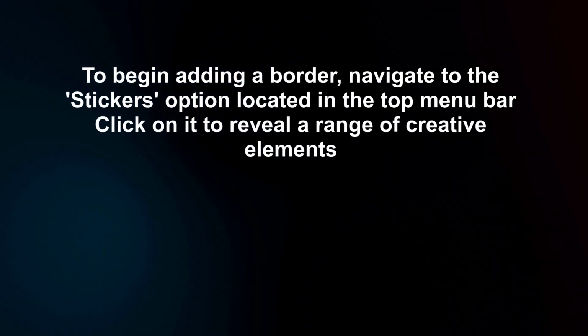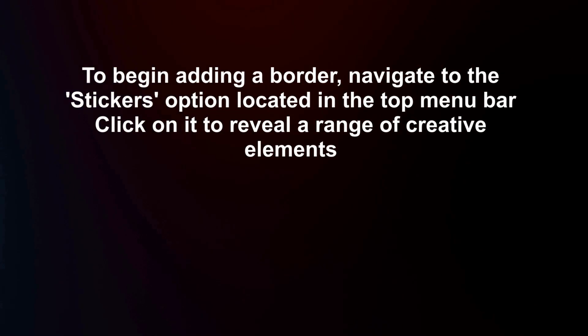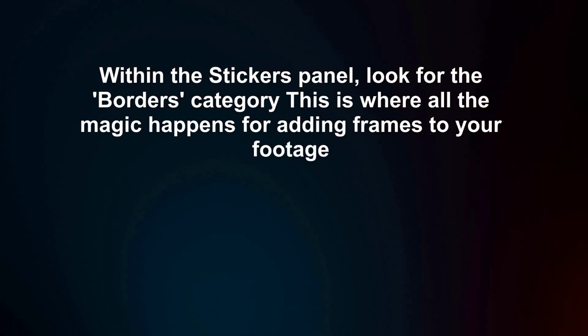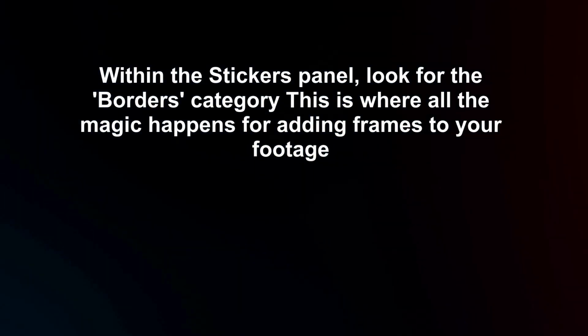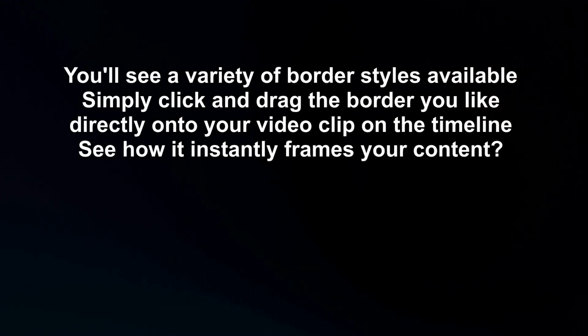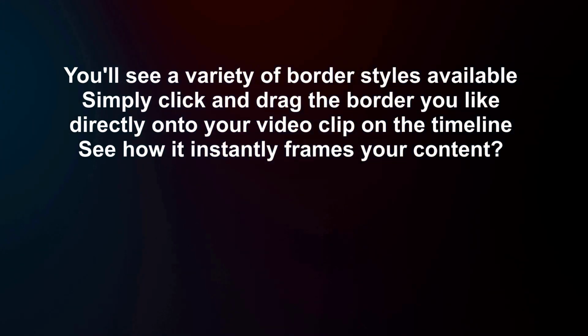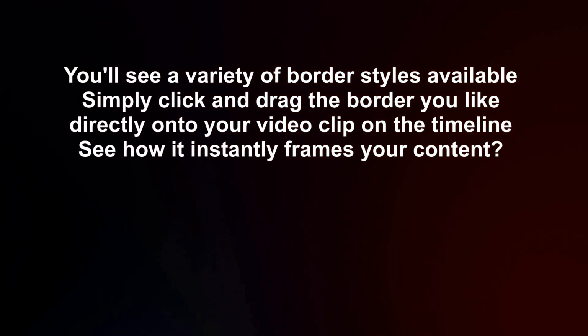To begin adding a border, navigate to the Stickers option located in the top menu bar. Click on it to reveal a range of creative elements. Within the Stickers panel, look for the Borders category. This is where all the magic happens for adding frames to your footage. You'll see a variety of border styles available. Simply click and drag the border you like directly onto your video clip on the timeline. See how it instantly frames your content.